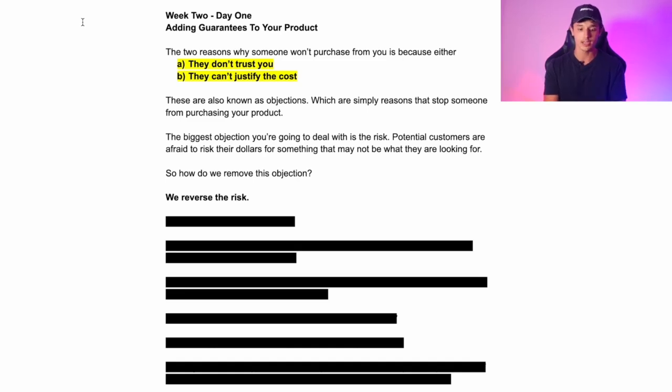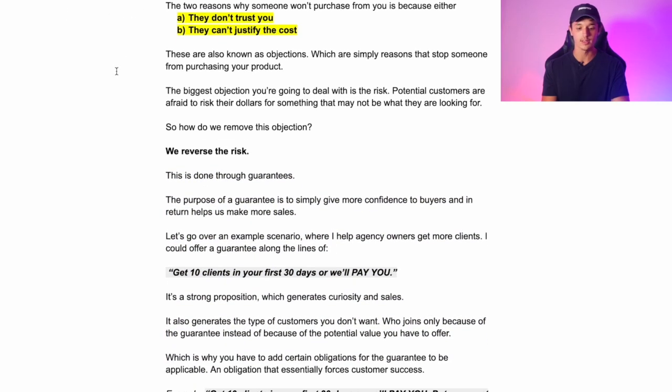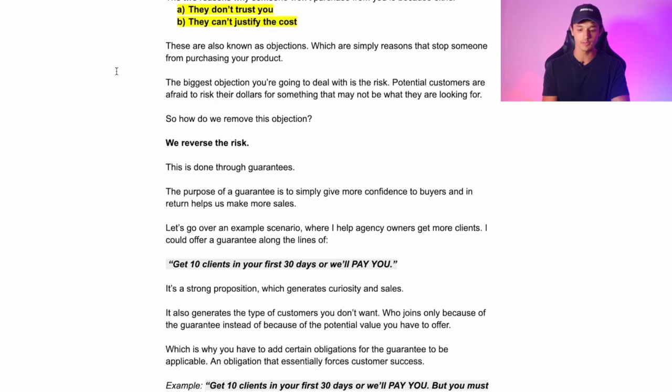So how do we actually remove this objection? And that's done by reversing the risk. And the way we handle this is done through guarantees. And the purpose of a guarantee is simply just to give more confidence to our buyers, and in return, it also helps us make more sales.